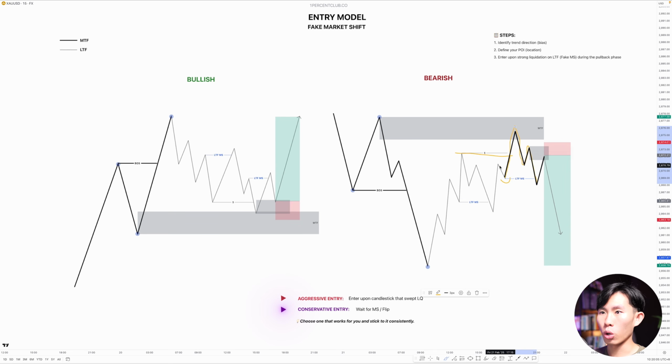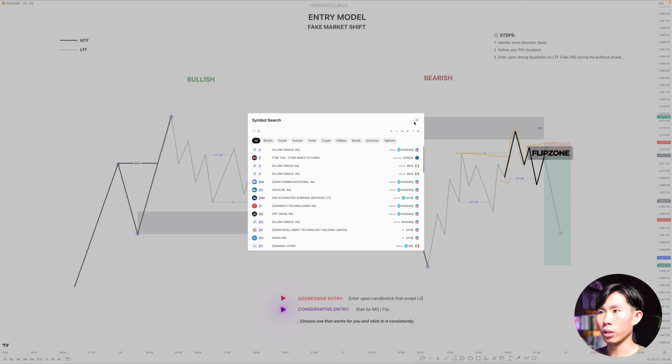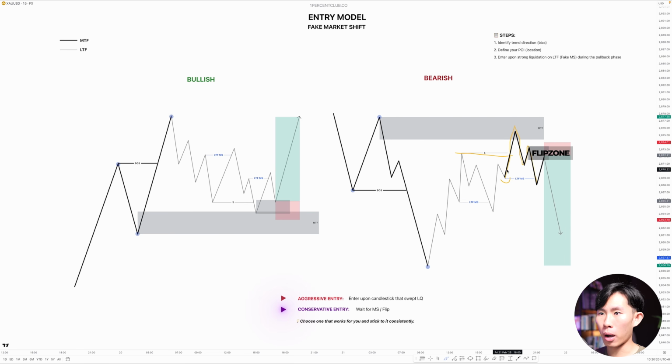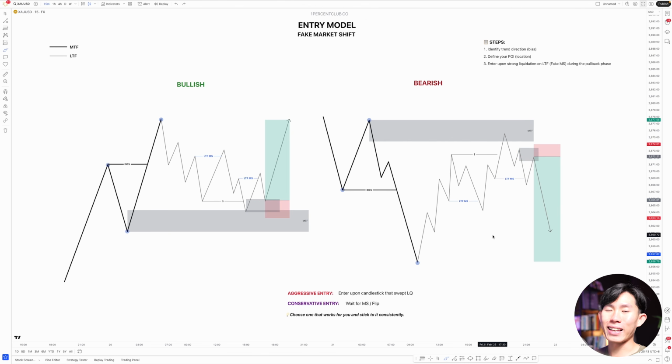So when there's a failed reaction, we know that there is a flip zone right here. If you've been watching my videos, you will know that this is a flip zone because this is a failed reaction where it shows that supply has overpowered demand, right? So this is a flip zone, and that is where we want to look for our entry right there, upon the mitigation of the flip zone itself. Now with that said, let's go on to the charts and look at some quick examples.